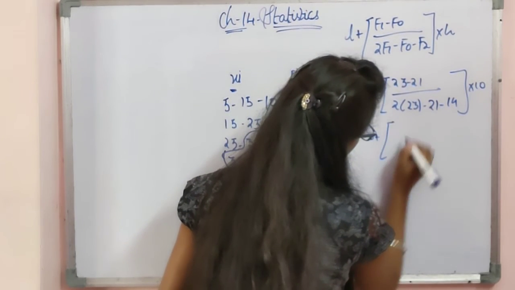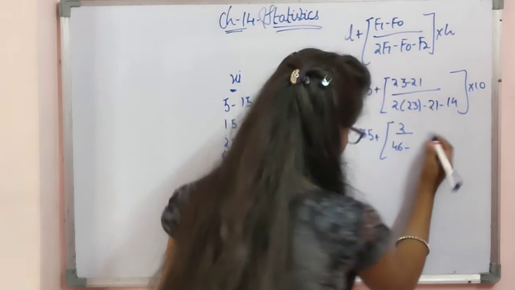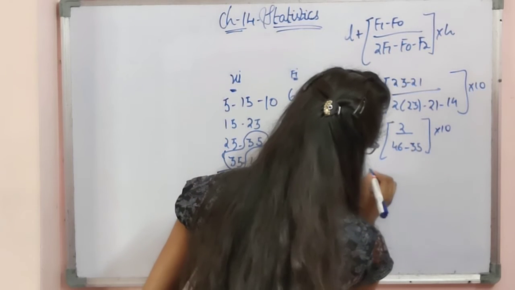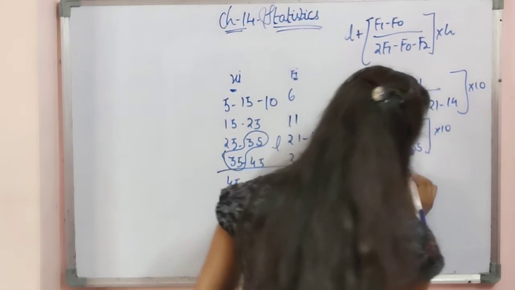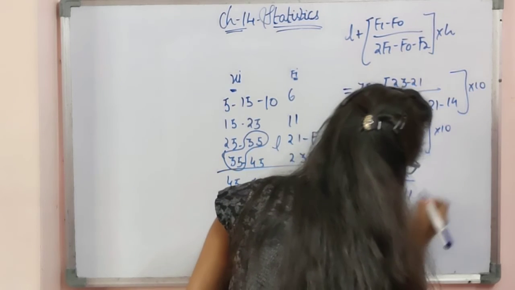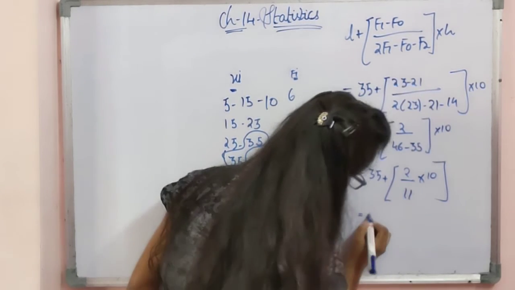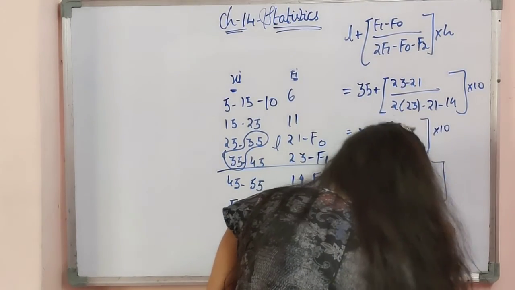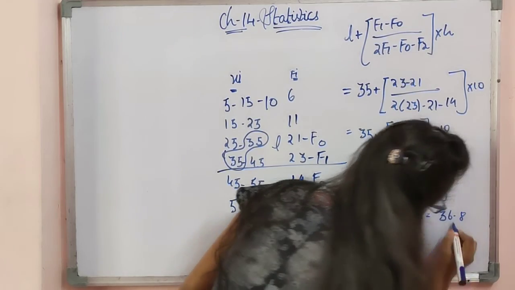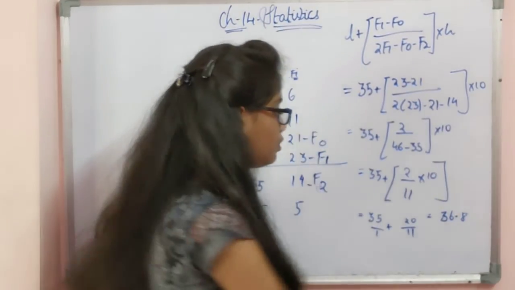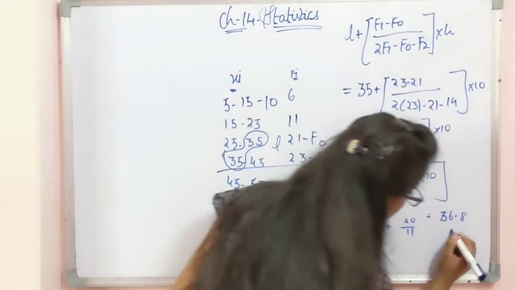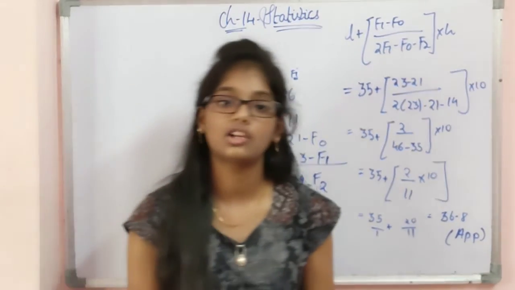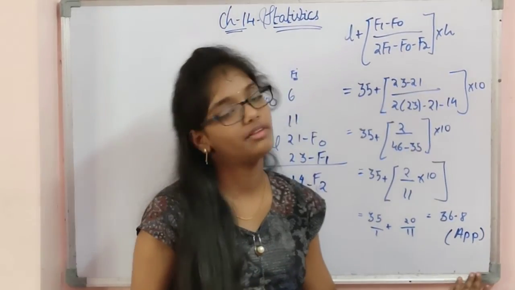35 plus 2 by 46 minus 35 into 10. So you will get 35 plus 2 by 11 into 10. So 35 plus 20 by 11 gives you 36.8. When we don't get the exact value, you will have to write approximately. Then the person who corrects the paper will give you marks.